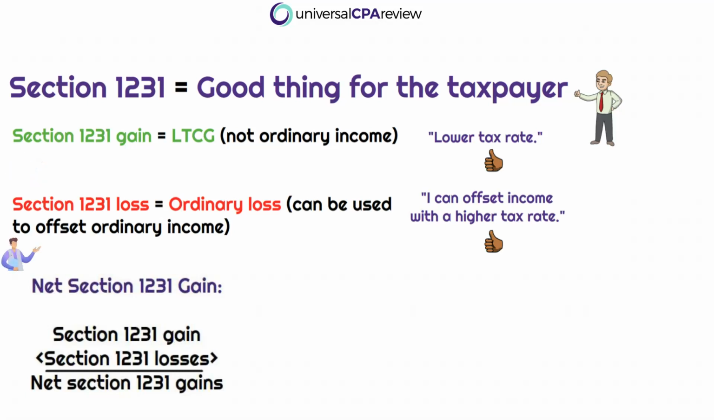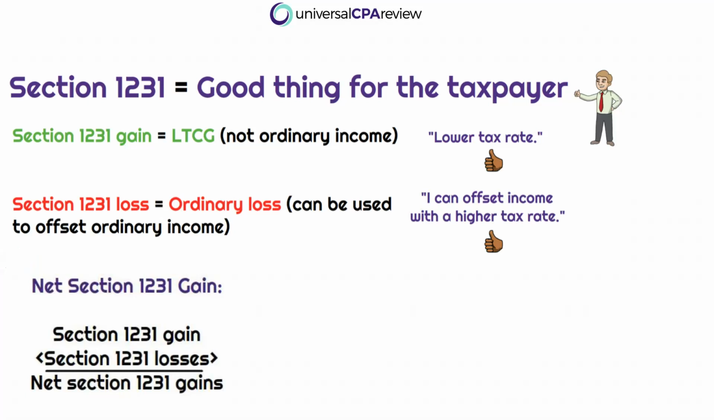And if we have a Section 1231 loss, what we're going to do is take this loss and treat it as an ordinary loss. Why would that be a good thing for the taxpayer? Because ordinary losses can be used to offset ordinary income. Ordinary income is taxed at a higher tax rate. So by offsetting this, we're bringing down that total ordinary income amount that is getting taxed. So that is a good thing for the taxpayer.